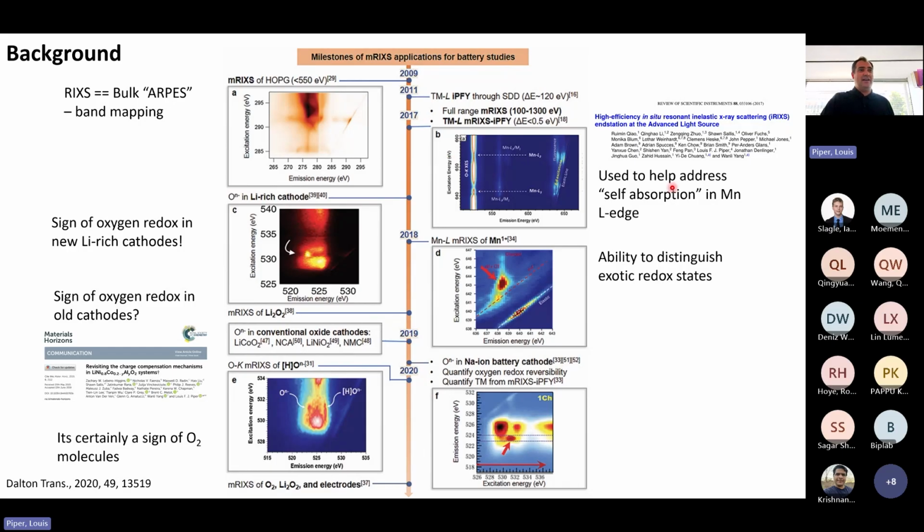This was designed to help address some of the issues with characterization of things like the manganese L-edge, where you have self-absorption effects, and it gave the ability to distinguish some exotic redox states like the manganese 1+ oxidation state. But it was really this technique that started to show features that seem to only appear in the cases where we could assign them to oxygen redox. So I want to just talk about this a bit more. But essentially, the long and short of this technique was that it is a very good sign of O2 molecules in the system.